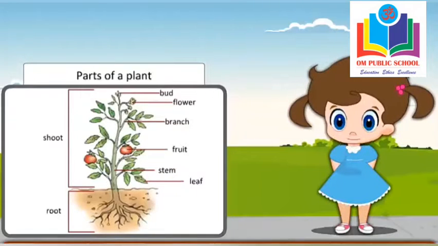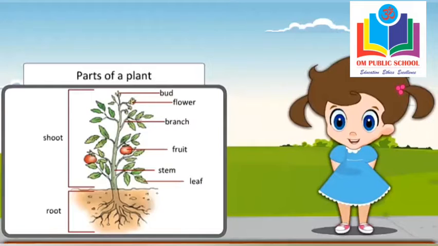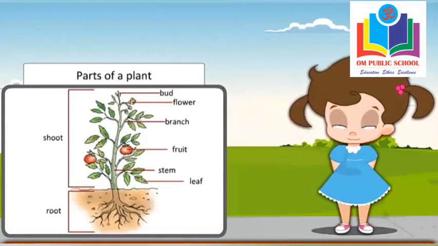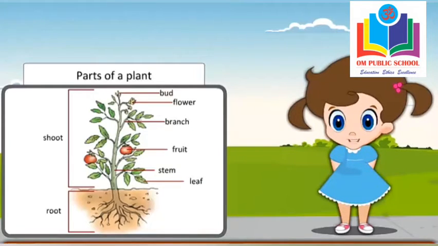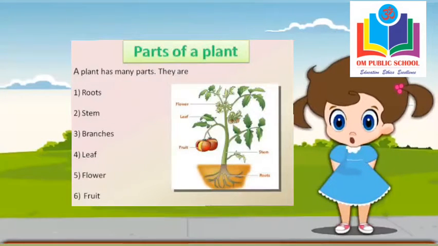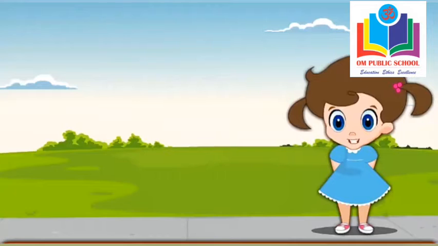Now there are different parts of a plant divided into two parts, that is the root and the shoot. First I will tell you about the shoot. The part which grows above the ground is called the shoot. In the picture also you can see the shoot consists of the stem, branches, leaves, flowers and fruits. Root. The roots of most plants grow below the ground. Now I will tell you about the types of roots. First one is taproot and second is fibrous root.